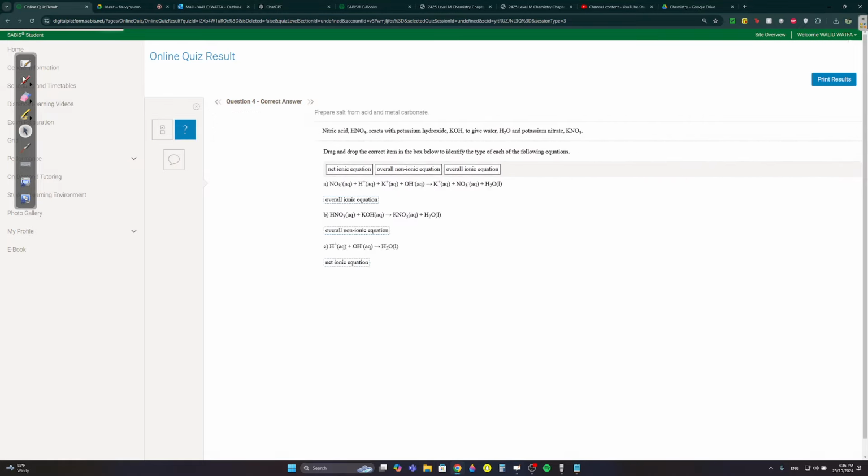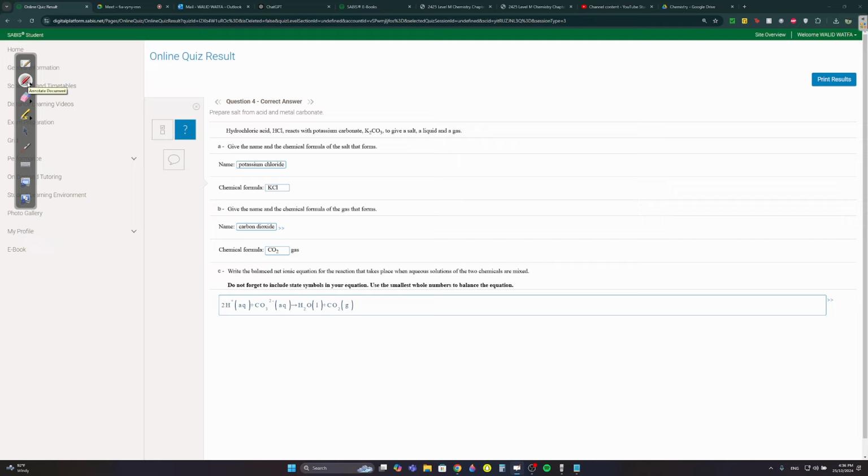Question 4. Hydrochloric acid, HCl, reacts with potassium carbonate to give a salt, a liquid, and a gas. What is the salt? Very easy. HCl, potassium carbonate. Acid plus carbonate, right? What's my acid? HCl. What's the carbonate? K2CO3.